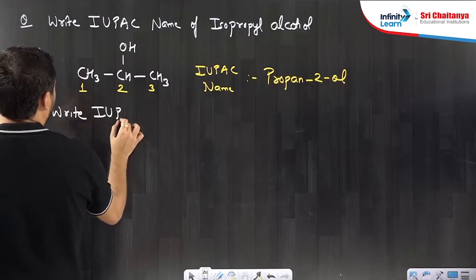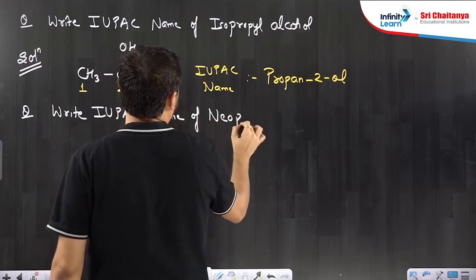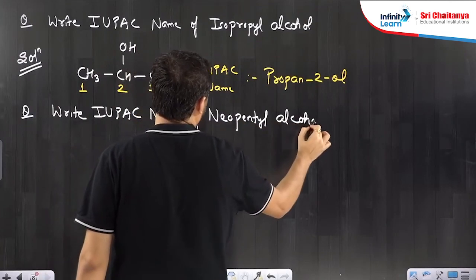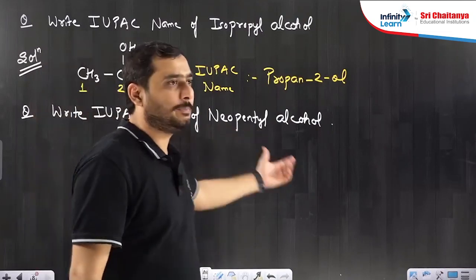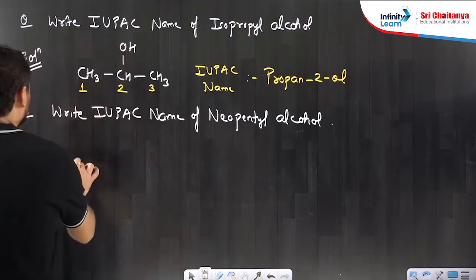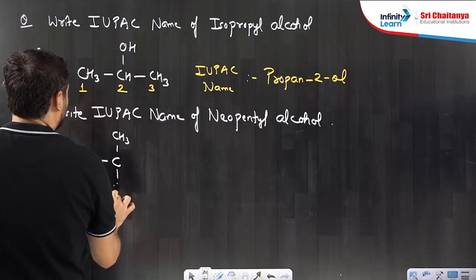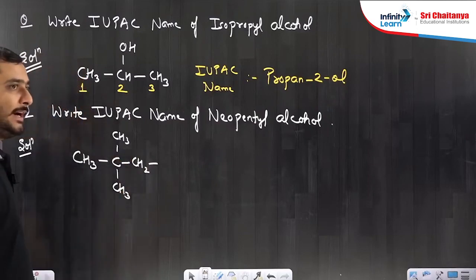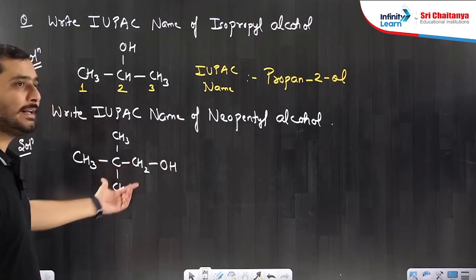Write the IUPAC name of neopentyl alcohol. So this is the last question for today. You have to tell the IUPAC name of neopentyl alcohol. So first we have to draw neopentyl alcohol. First I am writing neopentyl: CH3, CH3, CH2. This is neopentyl. And alcohol we have to add means which group? OH group. So this is neopentyl alcohol.